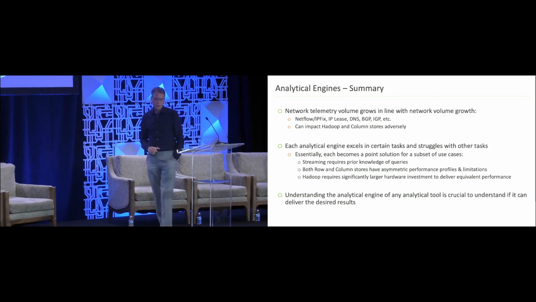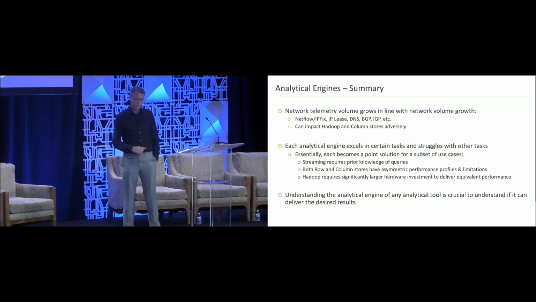So these analytical engines can take on board all this network telemetry, NetFlow, IPFIX, IP lease information, DNS responses, and all the rest of it. The volume of that, though, will affect performance, particularly for Hadoop and the column stores. Both Hadoop and column stores rely on scanning either files, documents, or columns, and as you increase the volume of data, it takes longer to scan them.